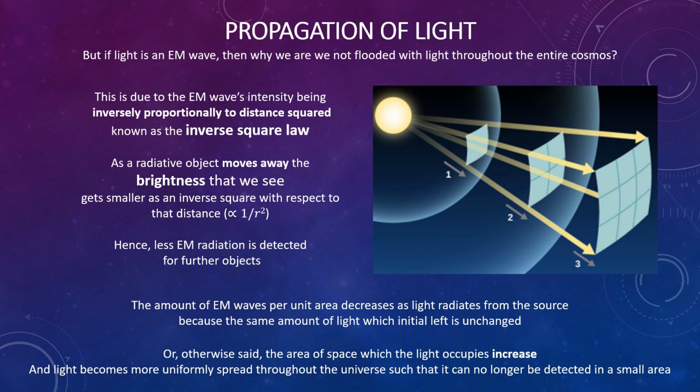So the area that it goes through is now 4 of these squares because we are 2 units of distance away, and so on. Once you are 3 units of distance away, the light has to go through 9 of these little squares. So we can think of this as the amount of the light waves per unit area decreases as the light radiates further away from the source, because that same amount of light hasn't changed. It just has to cover a larger area as you're further away.